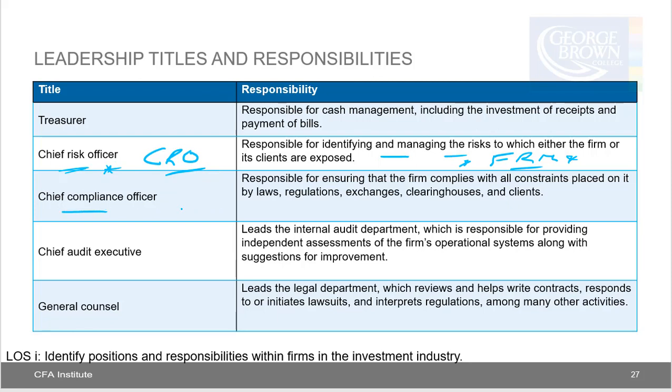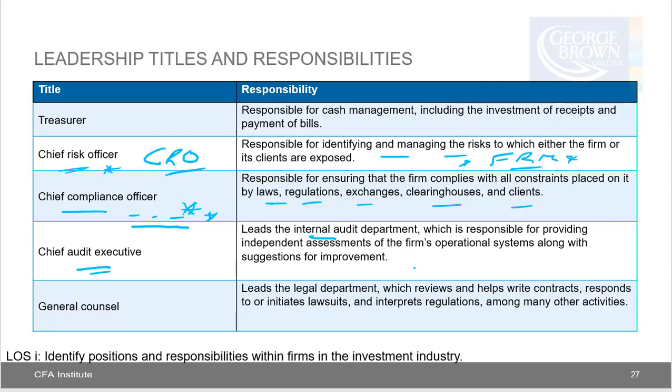Moving on anyhow, the chief compliance officer, well, compliance is responsible for ensuring that the firm complies with all constraints placed on it by laws, regulations, exchanges, clearinghouses, and clients. And one thing to understand is that compliance is not front office, it's not middle office, it's not back office. Compliance covers all the offices, front, middle, and back. So that's an important thing to understand about compliance. You're responsible for ensuring that the firm complies with the constraints, laws, regulations, exchanges, etc., and compliance runs throughout the organization.